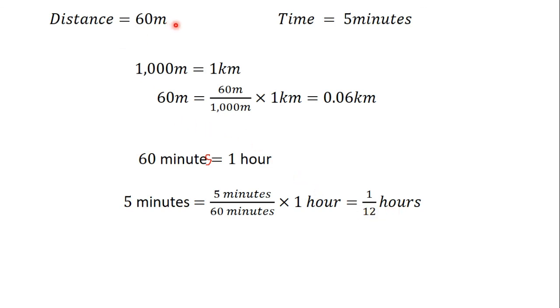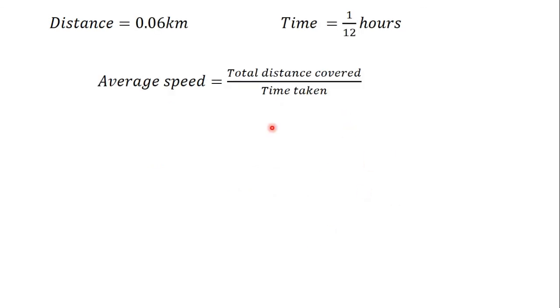Now we have our distance in kilometers and our time in hours. So we can find the speed in kilometers per hour. The distance is 0.06 kilometers and the time is 1 divided by 12 hours. We know that average speed is equal to the total distance covered divided by the time taken. And this will be equal to the total distance covered, which is 0.06 kilometers, divided by the time taken, which is 1 divided by 12 hours.